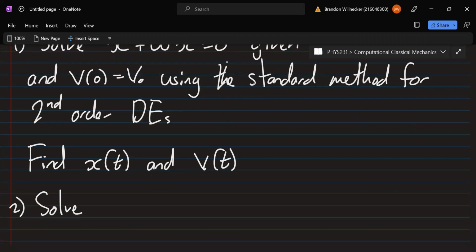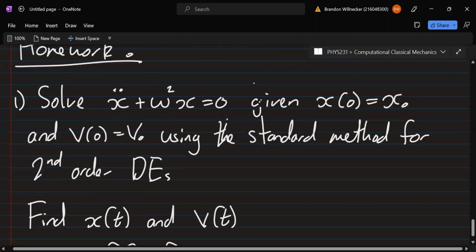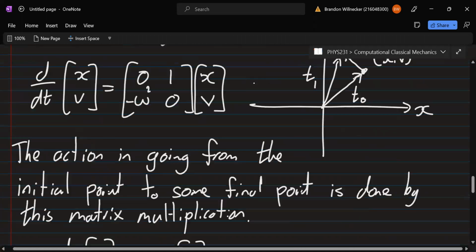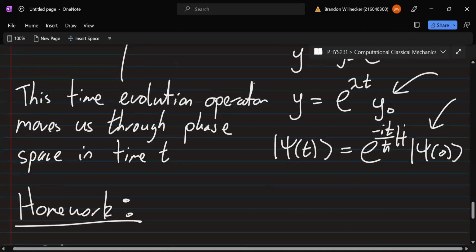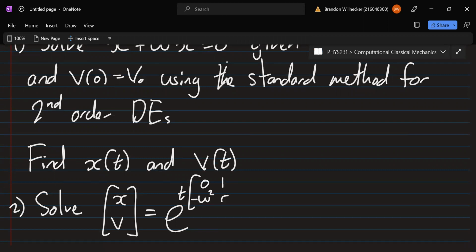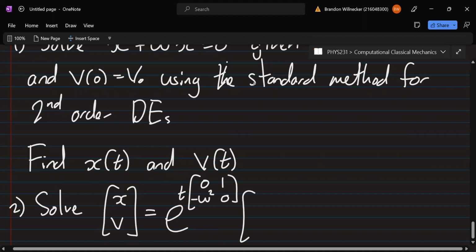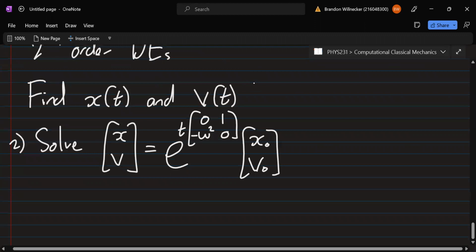Okay, and then number 2. Solve the following matrix equation. So we're going to have x and v is equal to what we had here, for this matrix M, the 0, 1, minus omega squared, 0. So that will be e to the t, 0, 1, minus omega squared, 0, acting on x naught, v naught. Okay, so do that part for homework, and finally compare the two solutions.